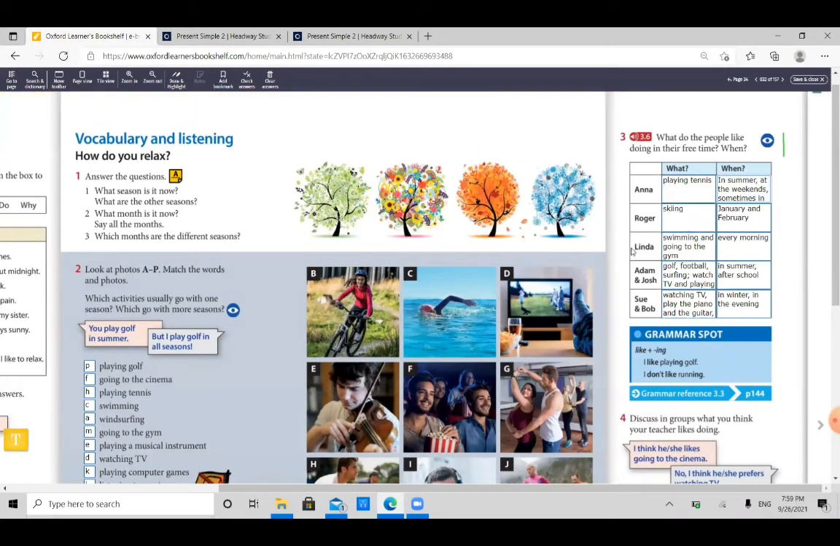Yes, who can make a sentence about Roger? Suha. Yes, Suha, can you make a sentence? Suha maybe it's not here. Yes, Suha. Sentence Anna. The next one, please. Swimming and going to the gym.